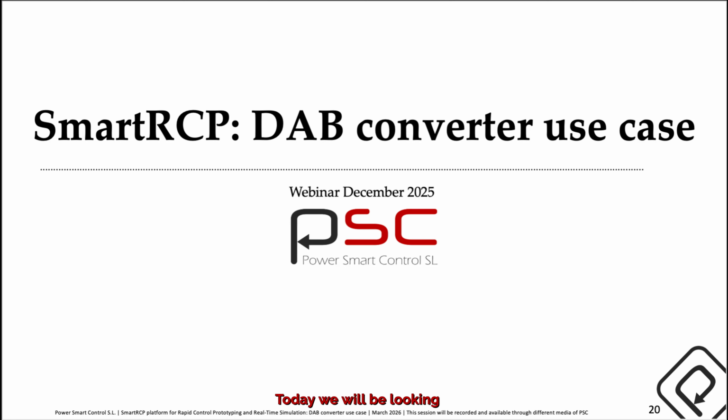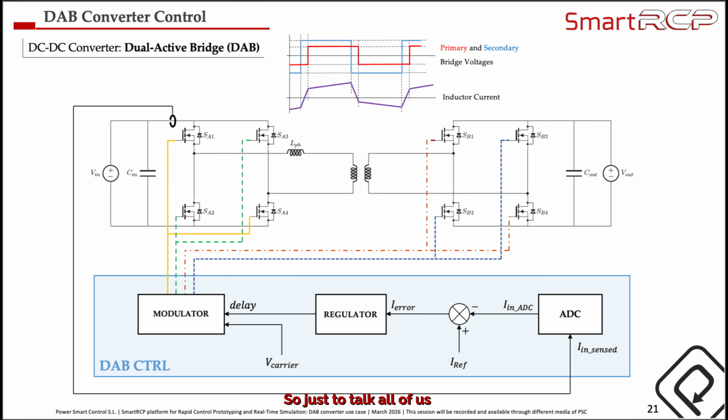Today we will be looking at how to use a SmartRCP system and the templates provided to control one dual active bridge converter. Just to make sure we all speak the same language, this is the main schematic of a dual active bridge converter. As you can see, there is a primary bridge, a secondary bridge, a transformer in the middle, and two different power supplies. Actually, today we will be using a couple of laboratory power supplies.